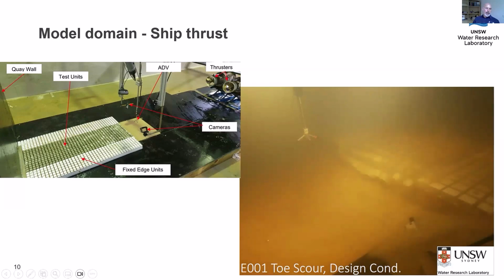In our physical modeling, we want to take the power from our thrusters and allow that to project across our structure. Because the thrusters are rotating and they've got that vorticity in the flow, the jet tends to meander around and is really quite a complex flow condition. And that's really hard to reproduce in the numerical model.